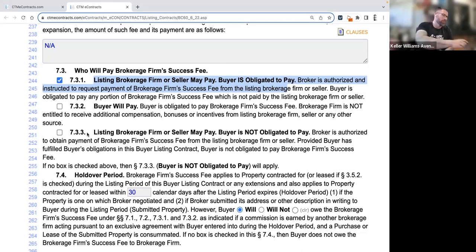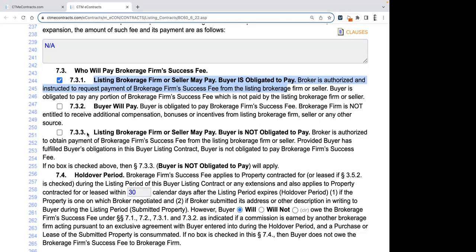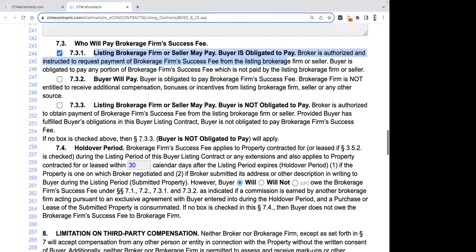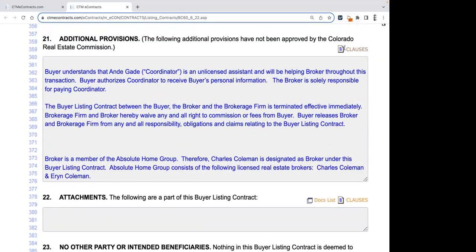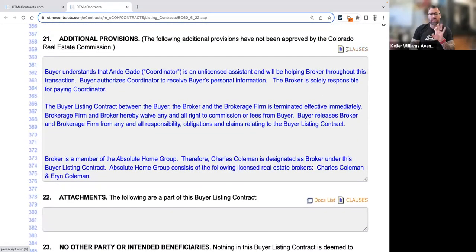Go ahead, Nicole. Just about the clauses, those ones that you were adding in there, is that all on the CTM contracts, or did you add those in there? No, all of you should have access as long as you set up CTM right. What I mean by that is when you say that you're a part of Keller Williams Avenues Realty, it's going to pull all of our lawyers' documents in there, and you'll have access to all of them.